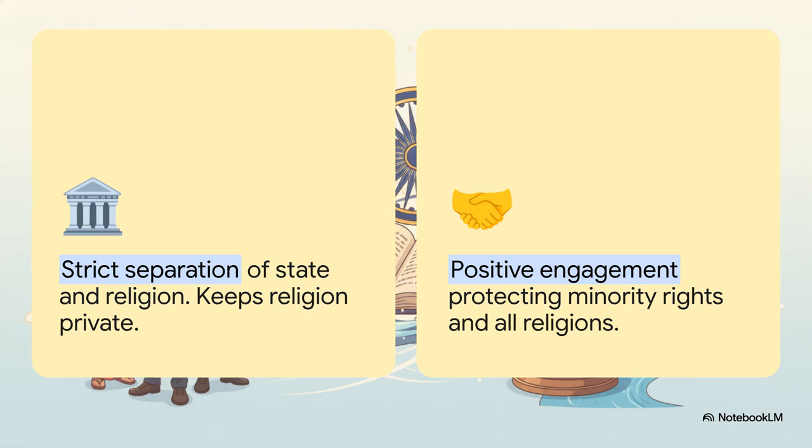Now, this massive diversity also dictates how the state interacts with religion. In Western secularism, think France or the US, there's a very strict mutual exclusion. The state and religion absolutely do not mix. The focus is entirely on the individual, which is why you often see bans on public displays of religious symbols.